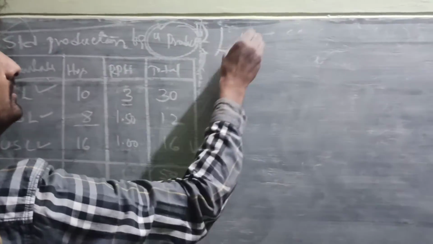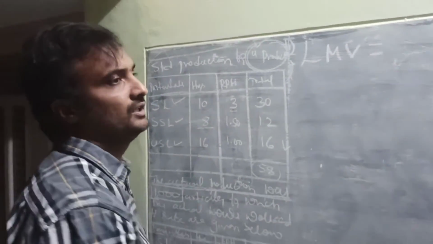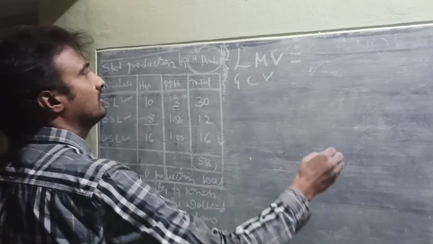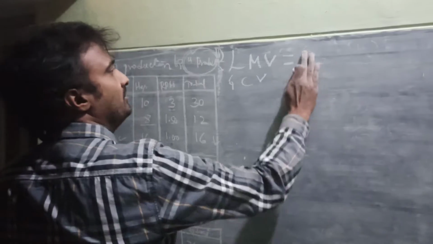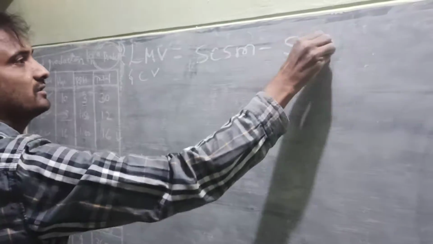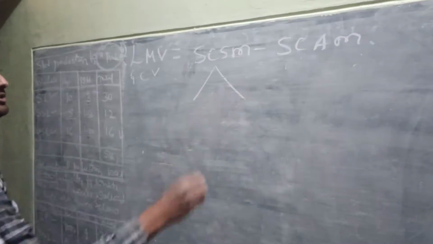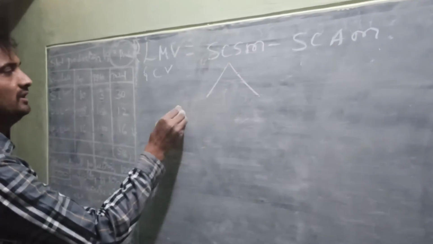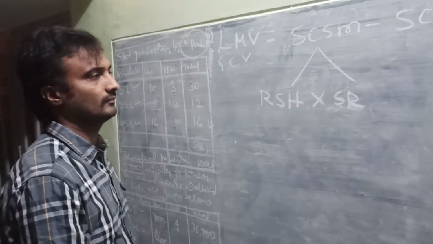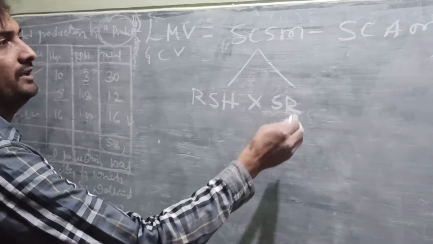Next one, last formula is labor mix variance. So how to find out labor mix variance? Labor mix variance is also called gang composition variance. It can be calculated using standard cost of standard mix minus standard cost of actual mix. So how to find out standard cost of standard mix? By using revised standard hours into standard rate.